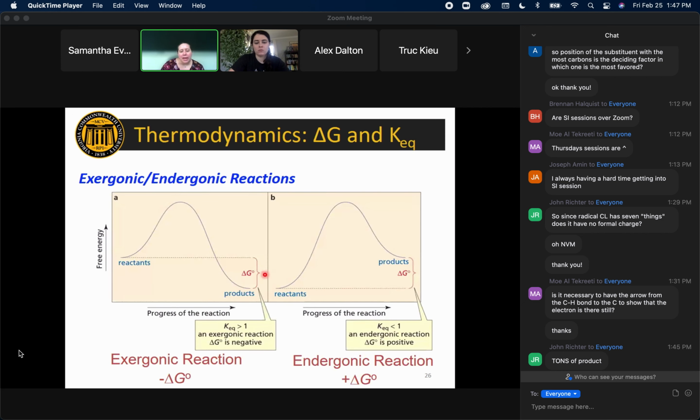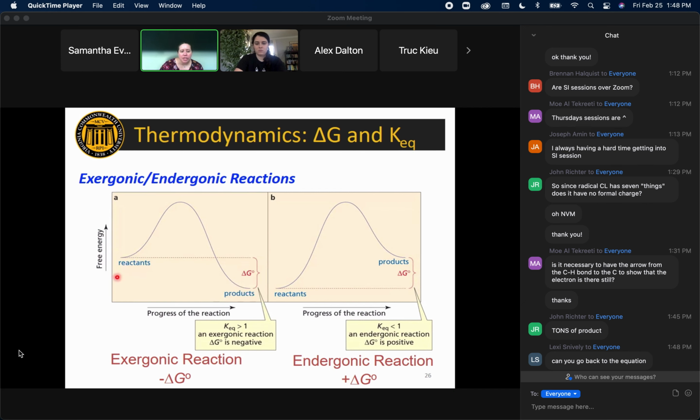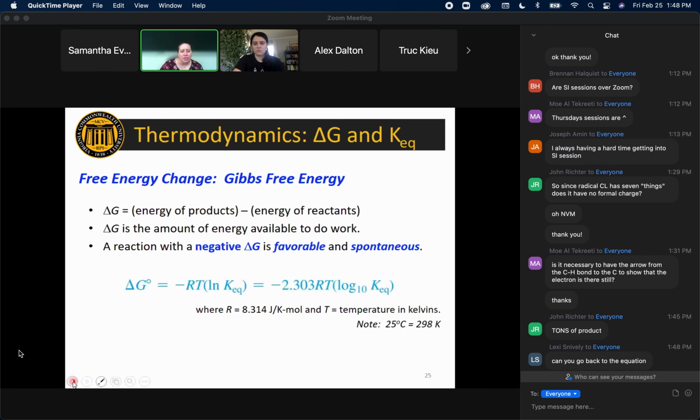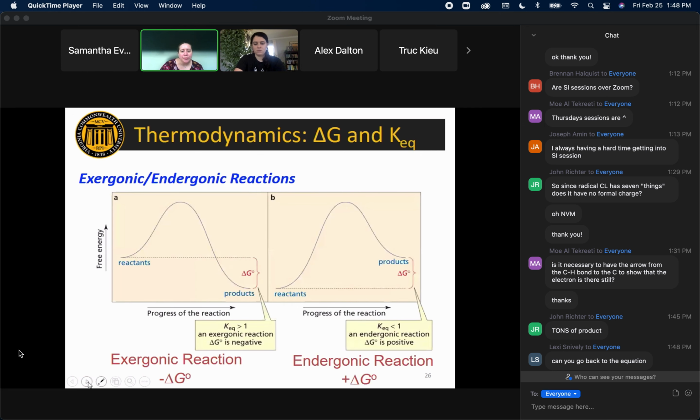So what do I mean by that? Here are some reaction coordinate diagrams, and this is going to be a visual way to demonstrate the mathematical relationship that I just showed you before. If you have a negative delta G, that means the free energy of your products is lower than the free energy of the reactants. I'm going to go back to the equation just for a second here. Delta G equals negative RT times the natural log of KEQ. I'll post these slides so you guys will be able to write this down and study it from the posted slides.